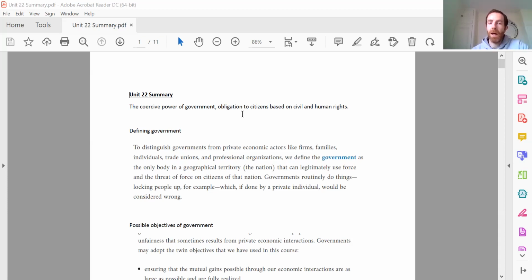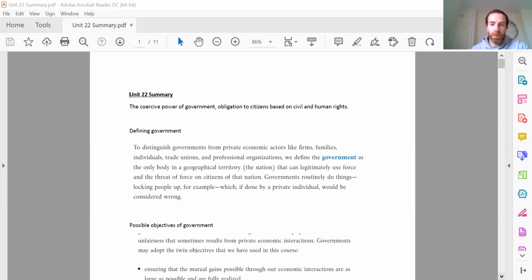I would also say that a government has an obligation to its citizens. Now this is a bit broad, but it's based on civil rights, so that everyone should have certain freedoms, or certain rights that can't be violated, and human rights. I suppose that's a really similar thing. So the government has the power to coerce, the power to force people to do things, but it also has an obligation to civil and human rights.